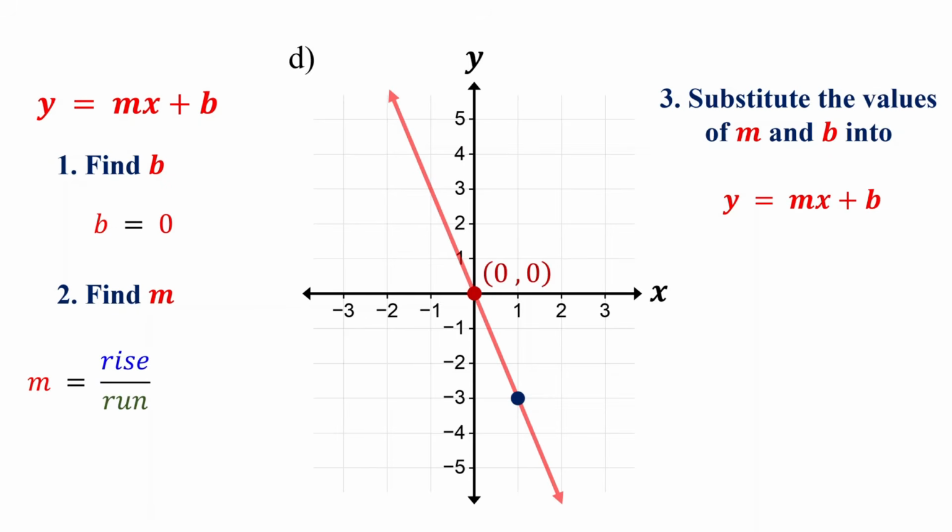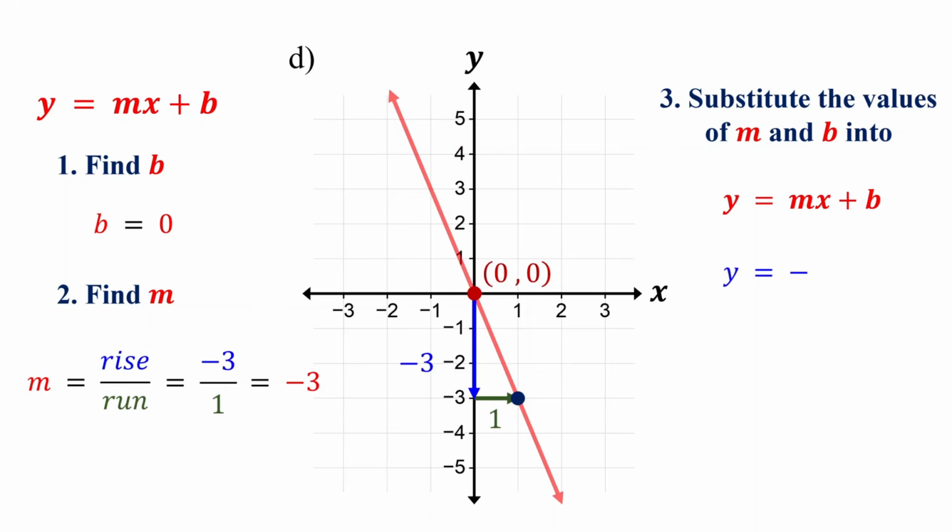Now, find the rise and run. Starting at the left point, move down 3 units. Remember, moving down means a negative rise, so the rise is -3, right? Then, move to the right 1 unit. So, the run is 1. Therefore, the slope is -3/1, which simplifies to -3, right?